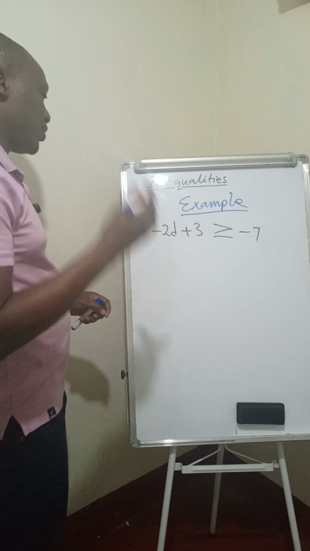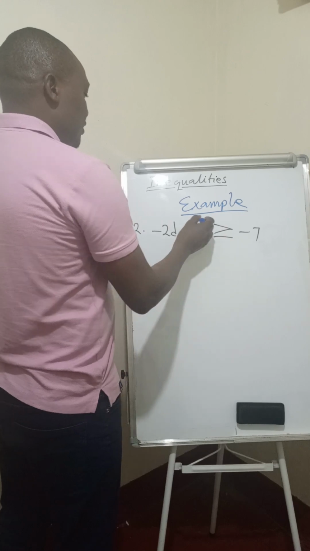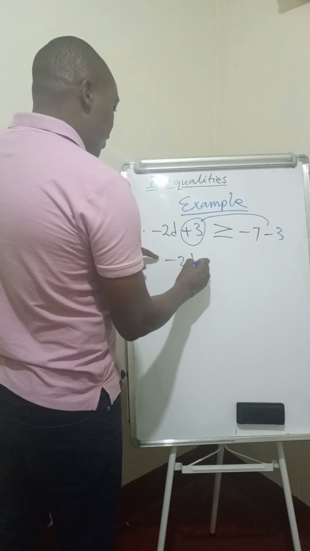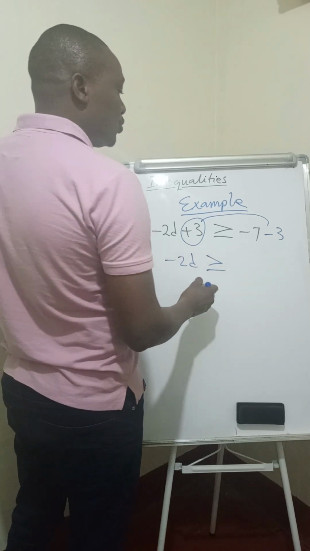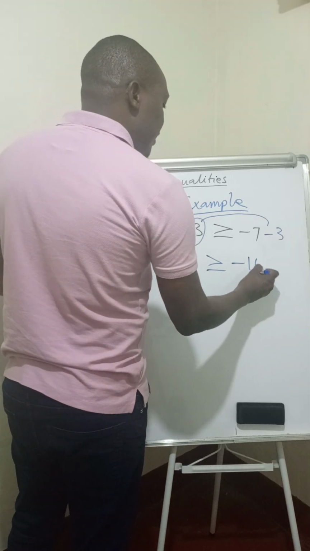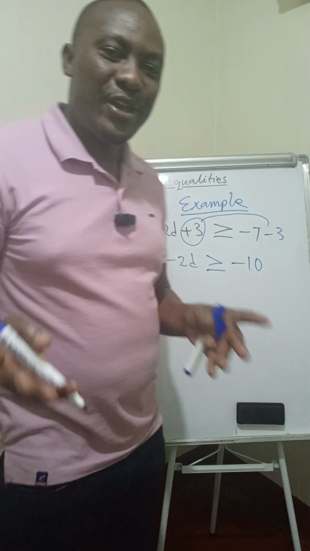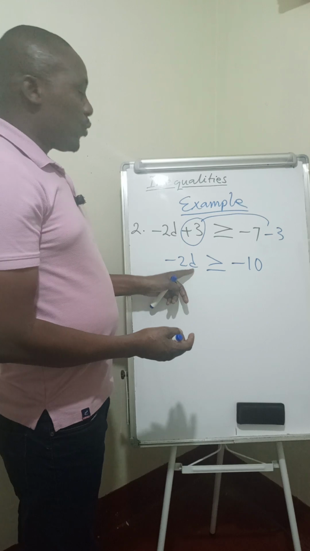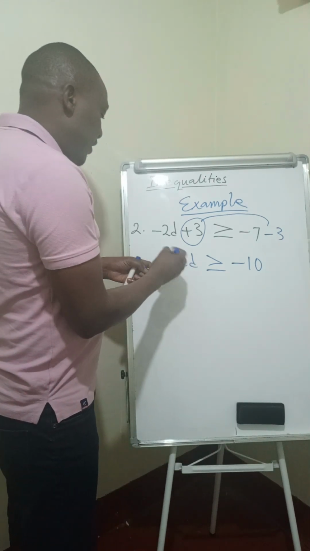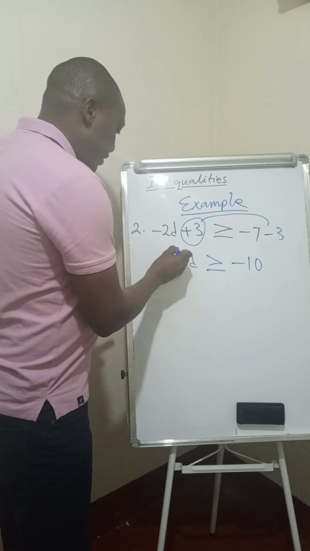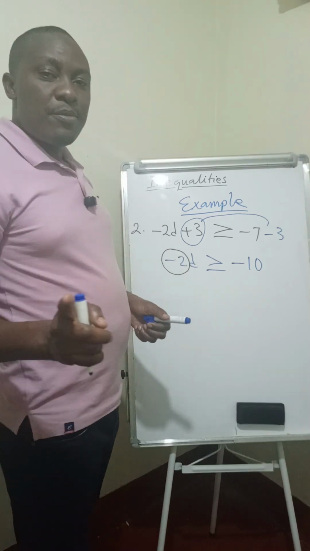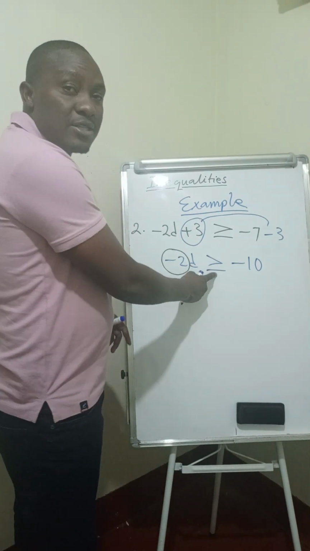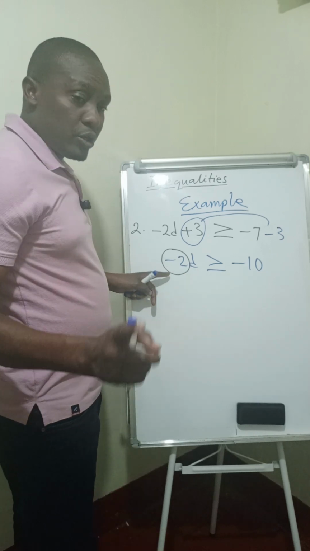See, first step, collect the like terms. We have the unknowns. This one will become negative 3. So we have negative 2d greater than or equal to, this one will give us negative 10. Wonderful. Now, my dear learners, remember, as we are going to get the value of d, we are supposed to divide by the negative number here, negative 2. Remember this rule. Whenever you divide both sides by a negative number, this sign has to change.